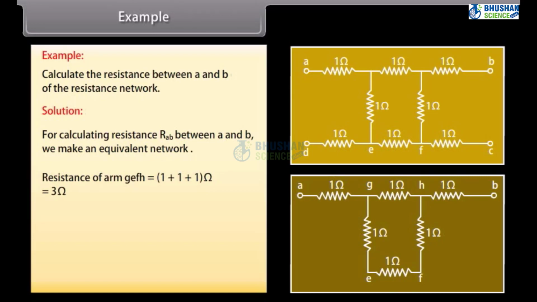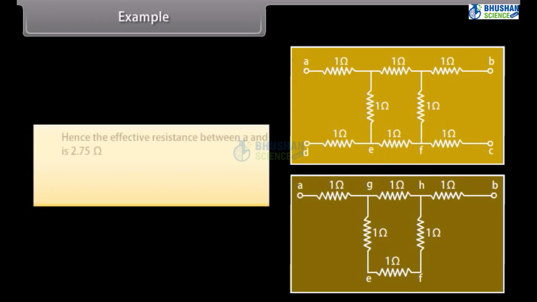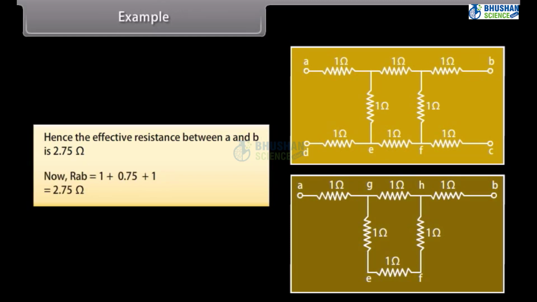GEFH, which is equal to (1 + 1 + 1) = 3 ohm. This is in parallel with the resistance of arm GH. So, the effective resistance between G and H is equal to 0.75 ohm. Hence, the effective resistance between A and B is 2.75 ohm. Now, RAB is equal to 1 + 0.75 + 1 = 2.75 ohm.